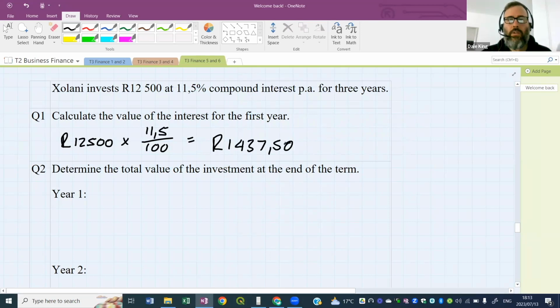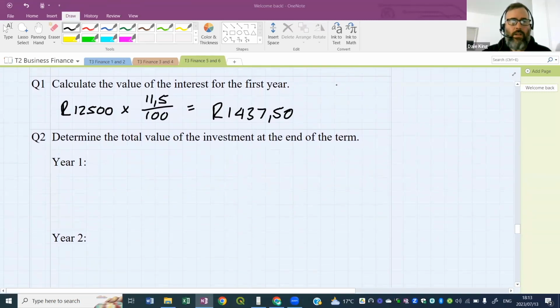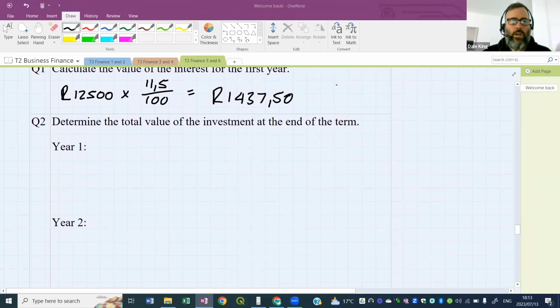1437,5. Okay, so well done. Thank you, Katlego and Jasmine. That should be your interest over the first year. All right. Now, you've got part of that calculation already for question two, but question two now wants you to determine the total of the investment at the end of the term, which is 3 years. All right. So we're going to take this interest.